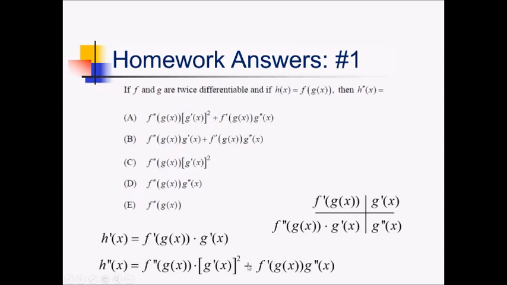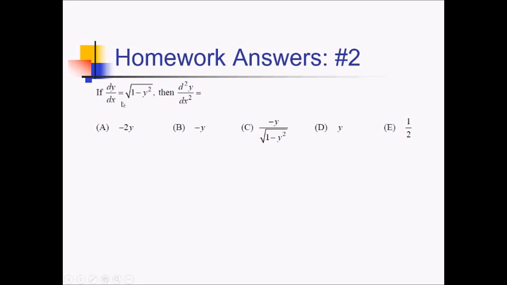So let's look at our answer choices and see if we have a match. So we need f double prime of g of x times g prime of x squared. And it looks like that's going to be answer choice A, especially if you look at all this other stuff. Everything is matching answer choice A.